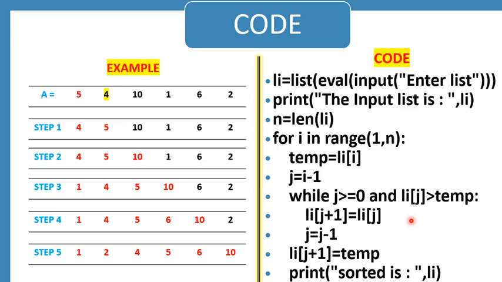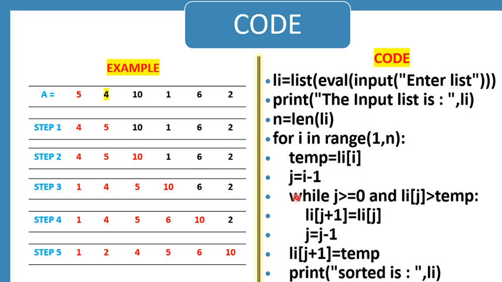It's quite obvious. What is j? j is controlling the sorted loop, so li[j] will always contain the sorted value. And what is temp? Here temp is 4. Here temp is 10. Here temp is 1. Here temp is 6. Here temp is 2. Temp always belongs to the unsorted part, and j always belongs to the sorted part. It means the condition is sorted part greater than unsorted part. If it is so, then we will right shift the value. This is the expression to right shift the value.